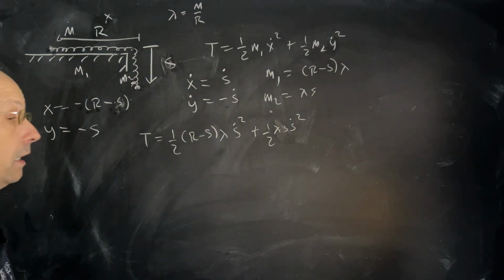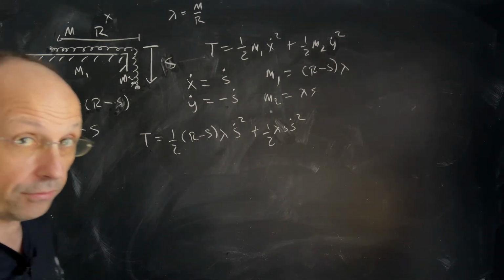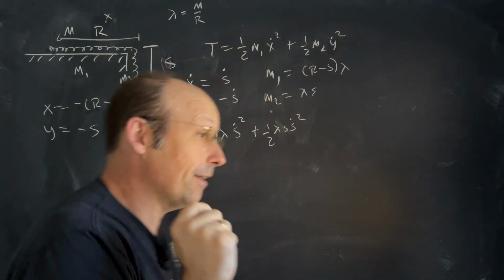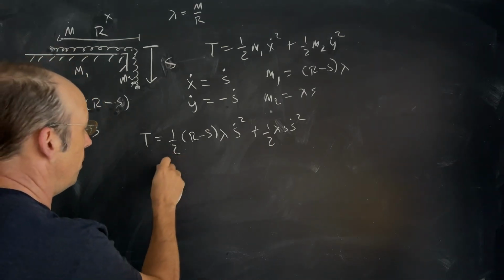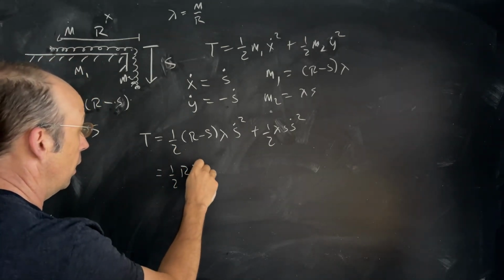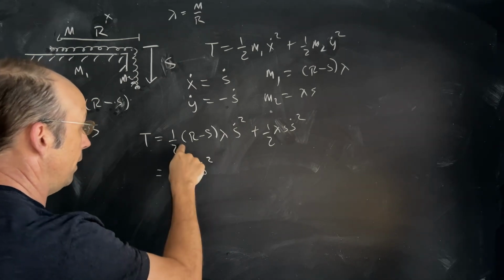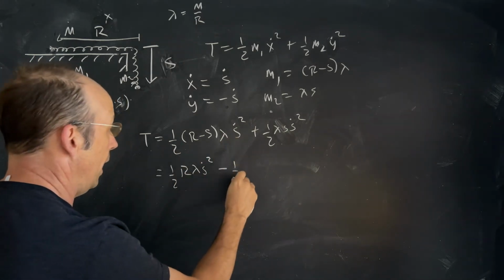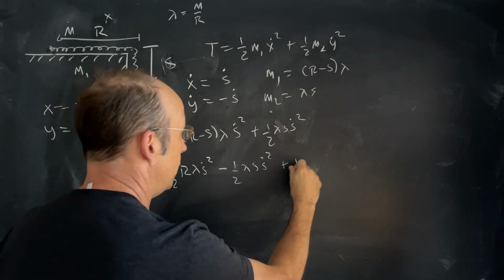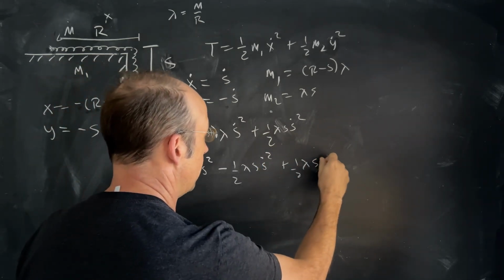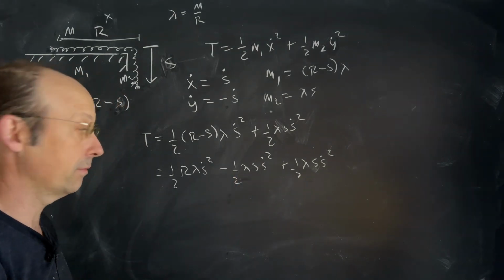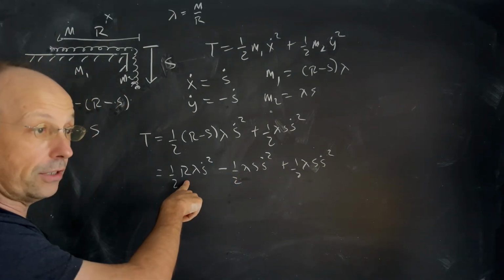Okay, let's just go ahead and simplify this, because you never know if you're going to get a little nice bonus from simplifying it, and you do. So I'm going to just multiply this out: 1/2 r lambda s dot squared, that's this term, minus 1/2 lambda s dot squared plus 1/2 lambda s dot squared. Oh my goodness, look at that. Boom, boom, they cancel. And so that's my kinetic energy term.